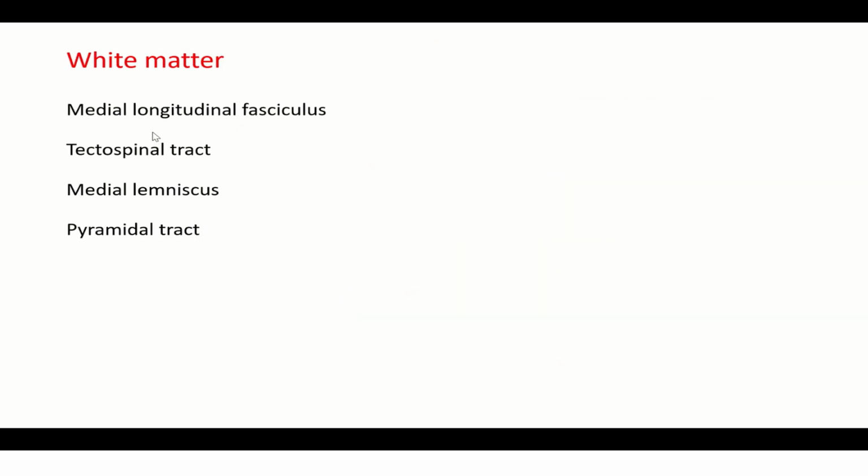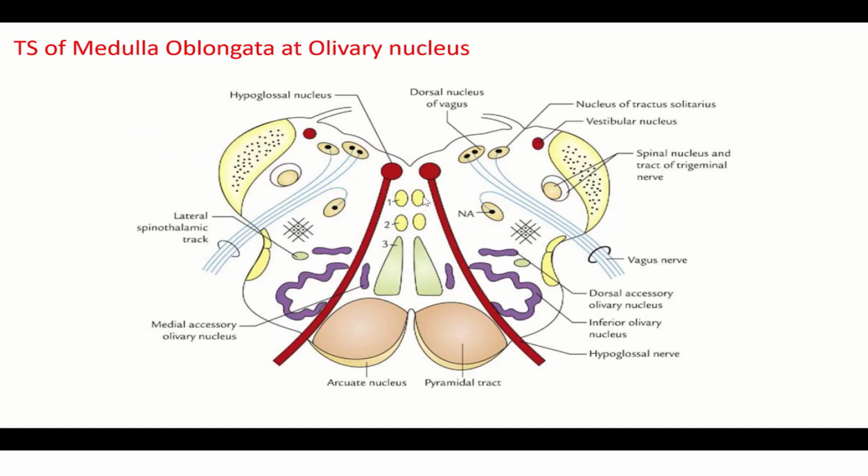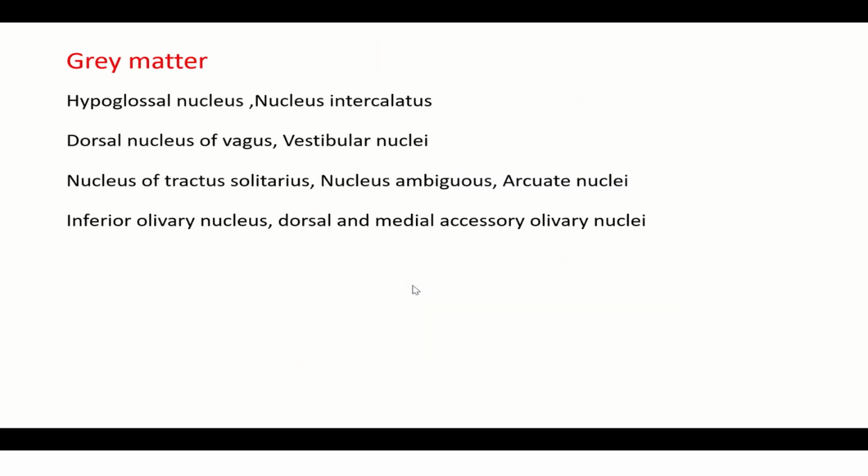Then you can see the medial longitudinal bundle, tectospinal tract, medial lemniscus and pyramidal tract, in that order. All these four tracts. And here you can see the dorsal and ventral spinocerebellar tracts and the lateral spinothalamic tract.